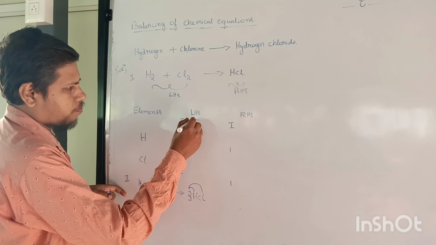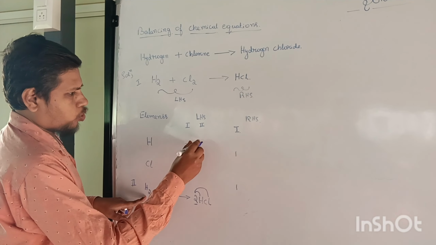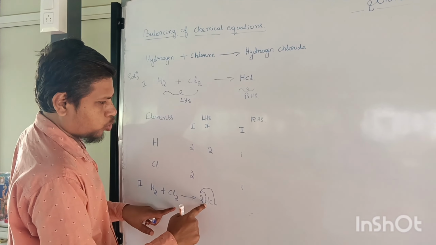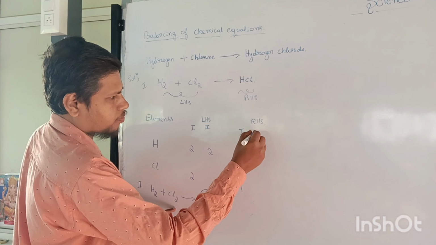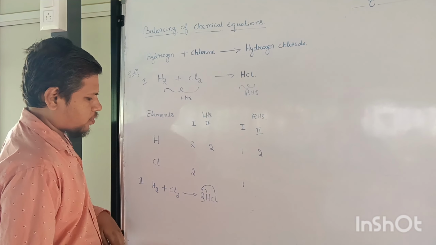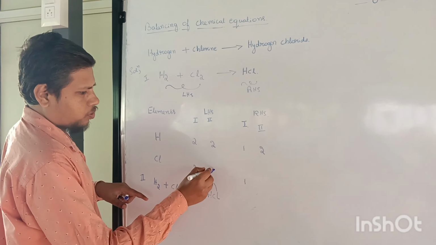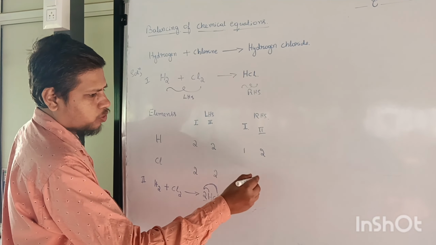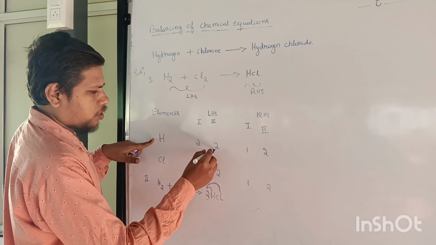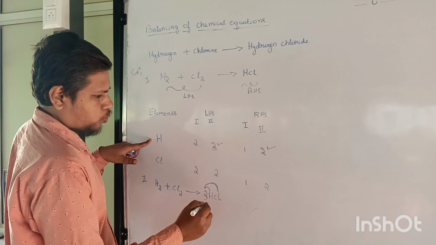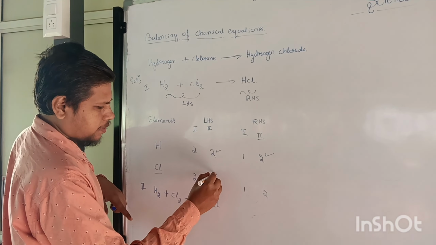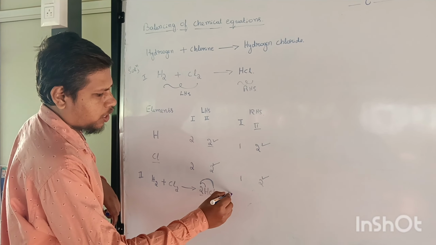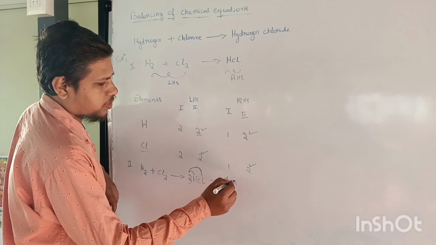For the second step, the LHS consists of 2 hydrogen atoms. The RHS also consists of 2 hydrogen atoms. This is the second step, RHS. Similarly, chlorine consists of 2 atoms in the LHS. Here also the chlorine consists of 2 atoms. Hydrogen LHS 2, RHS also 2 atoms. Chlorine contains 2 atoms before reaction and also 2 atoms after reaction. So this is the balanced chemical equation.